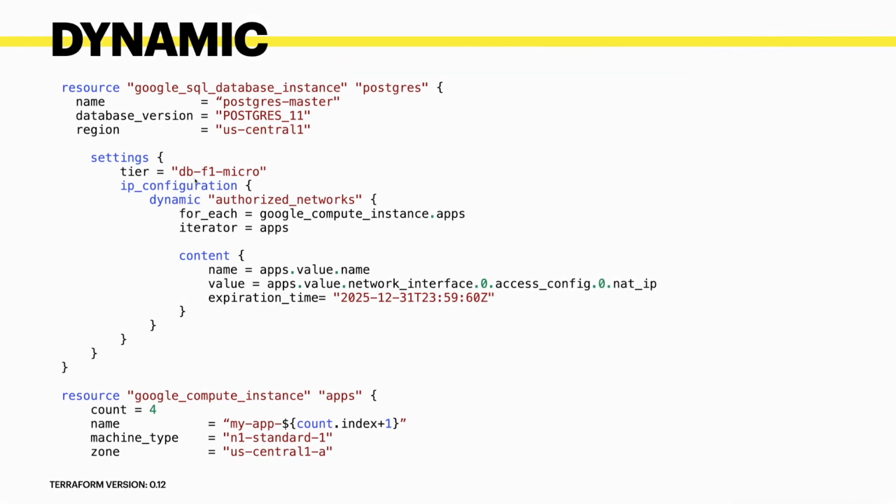This is the code where we have implemented a dynamic block for the authorized network. This block will iterate 4 times instead of the 2 times we were talking about in the previous slide, because the for_each metadata is getting the value from compute_instance.app, and this compute_instance.app resource is defined to have a count value of 4. So when this compute instance is getting created, it will be created 4 times, and those instance numbers have been supplied to for_each. That's why this block will iterate 4 times.